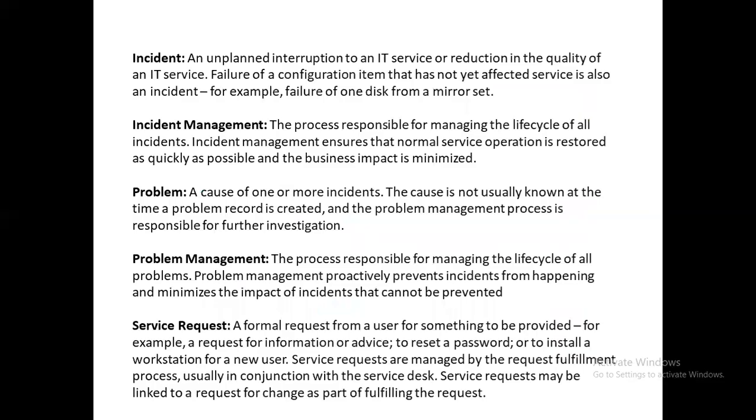Now, let me talk about certain definitions. It will be a little theoretical in nature, as I told you earlier. But without knowing these definitions, it will be difficult for you to understand why we are doing this. What is it that we're trying to achieve? That is why I've put in those important definitions, which are important for you to understand, even when you implement ServiceNow ITSM for any client.